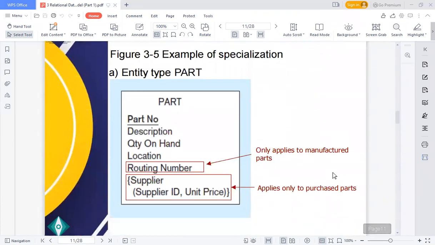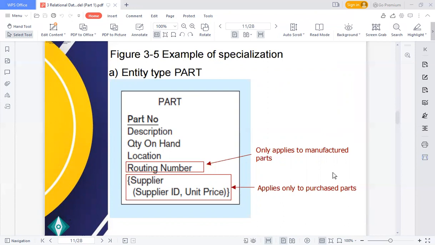Now let's have an illustration for specialization. We have here the generic or the general entity part. Now we notice that we have two identifying attributes here. You have the routing number and the supplier. The supplier is a composite attribute. Now, looking at the routing number, this routing number only applies to manufactured parts.